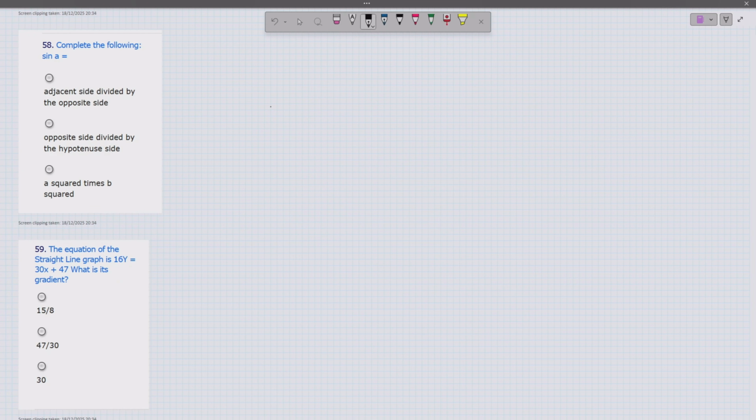58. Complete the following: sine of A. So using the SOH CAH TOA principles, the value of sine equals opposite over hypotenuse. So the opposite side divided by the hypotenuse. That is the right answer.